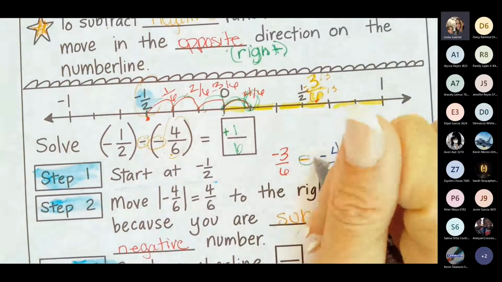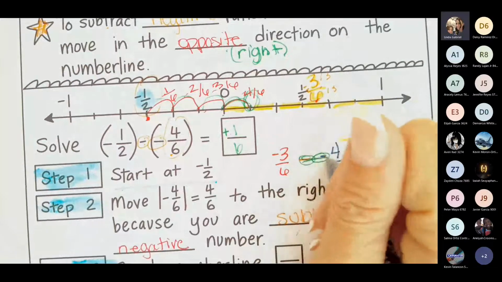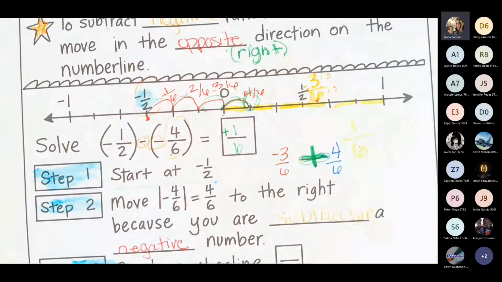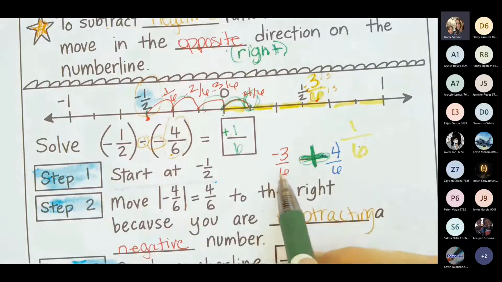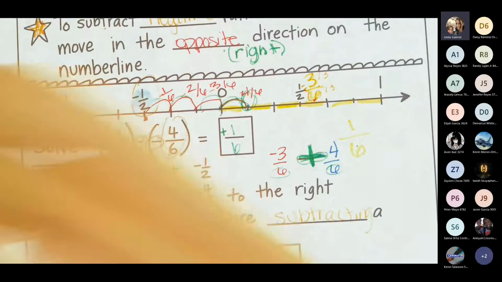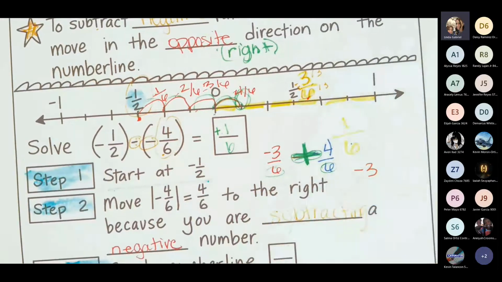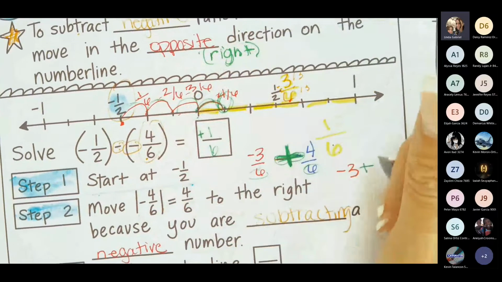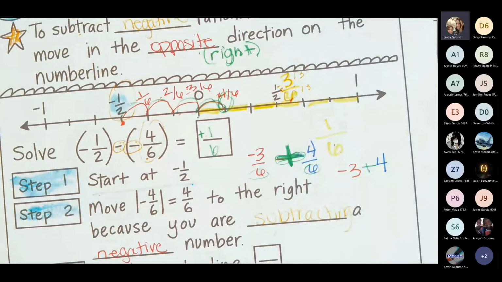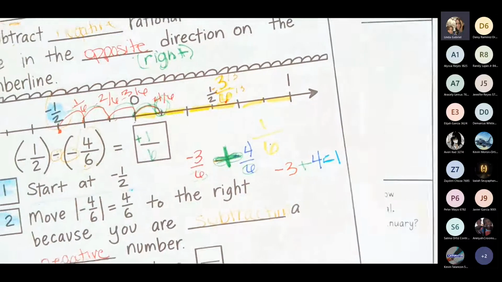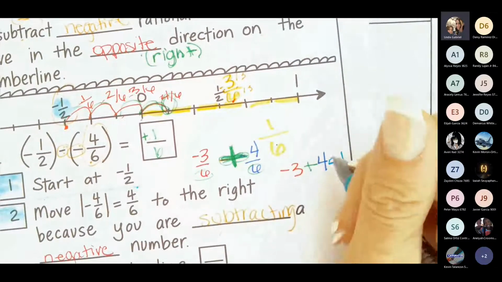if I have 2 negatives, that makes a plus sign, right? That makes a positive. 2 negatives in math makes a positive. My denominators are the same, so I leave those alone right now. Negative 3 plus 4 will give me a positive 1, right? That equals positive 1.